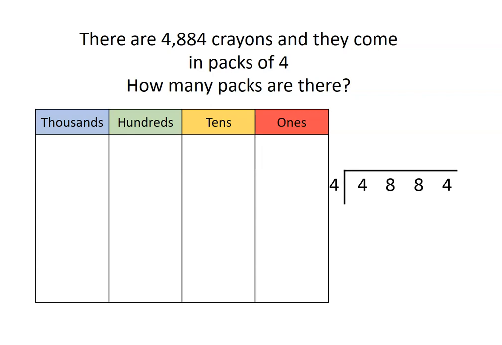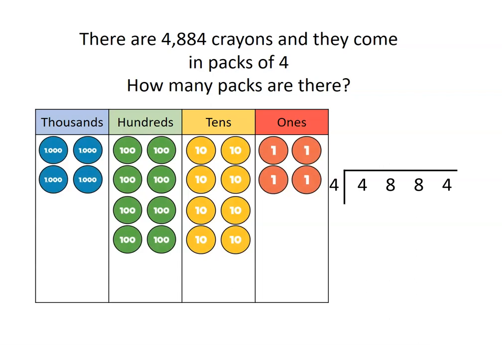So here is our dividend, 4,884. That's just the posh way of saying the number that we're going to be splitting up or dividing. And waiting patiently outside the bus stop is our 4, what we would call the divisor, what we are going to divide that number by. So if we build our number, 4,884, we can build it in counters. I've got 4 in the thousands column, 8 in the hundreds, 8 in the tens, and 4 in the ones. Now we're going to start making groups of 4, because that's what dividing by 4 means. It's how many groups of 4.